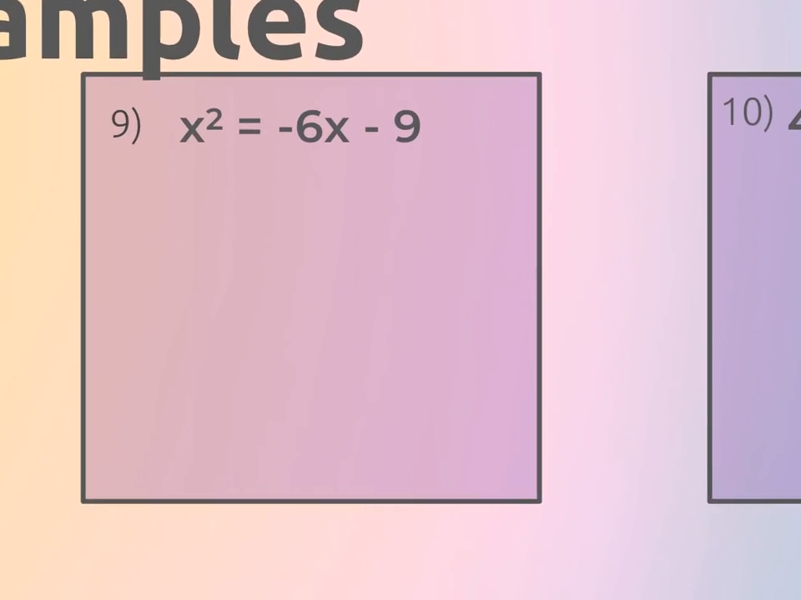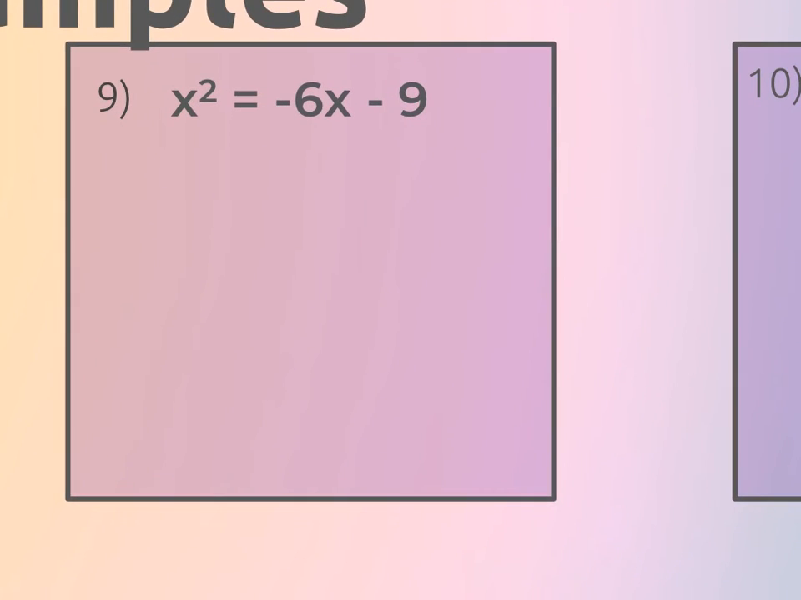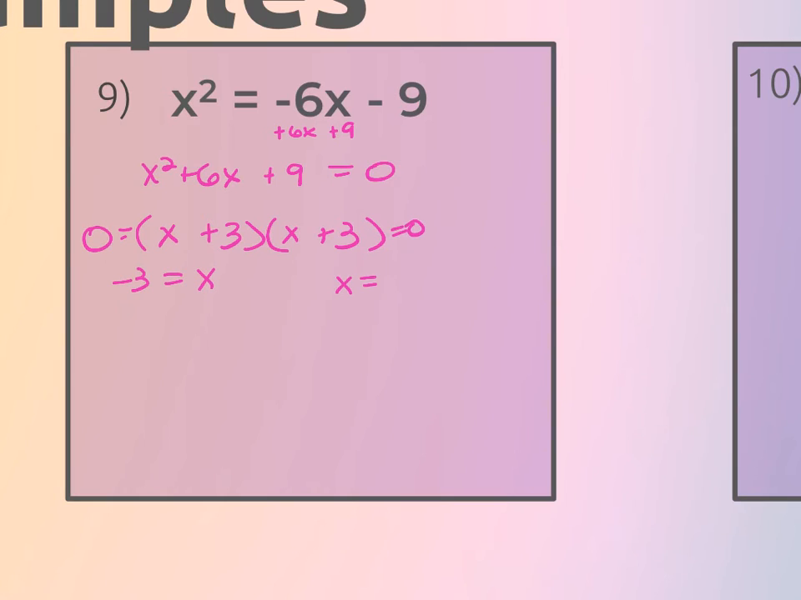All right, number 9. This time I have 2 things to move over, but it's the same. I'm just going to add the 6x. I'm going to add the 9, and I get x squared plus 6x plus 9 equals 0. Now I'm looking for the factors of positive 9 that sum to 6, which are 3 and 3. Split and solve these, and both of them give me x equals -3. So it's completely normal, and sometimes it's going to happen, to get 2 of the same answers. You just need to list them once. So -3 by itself would be the root.